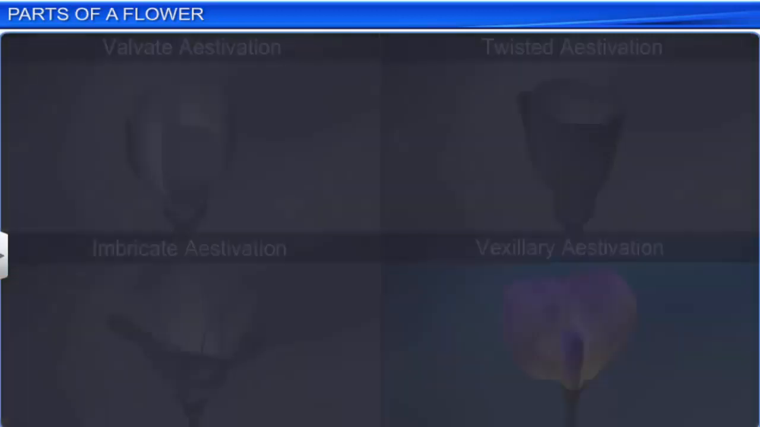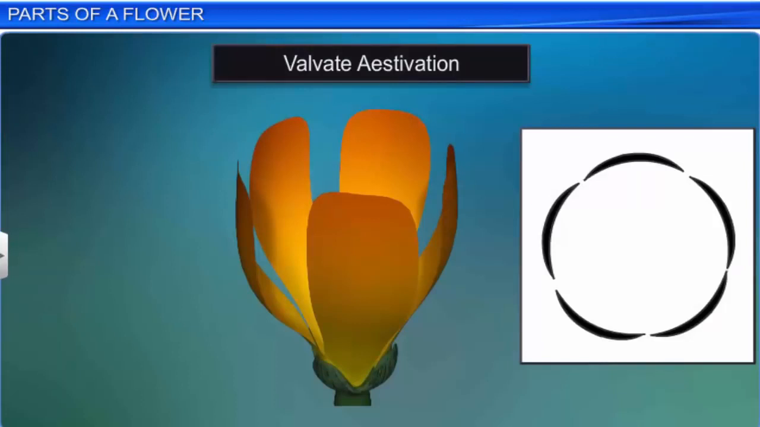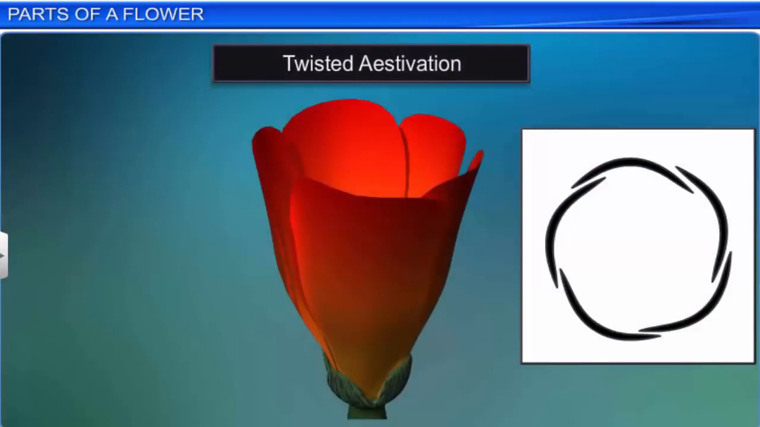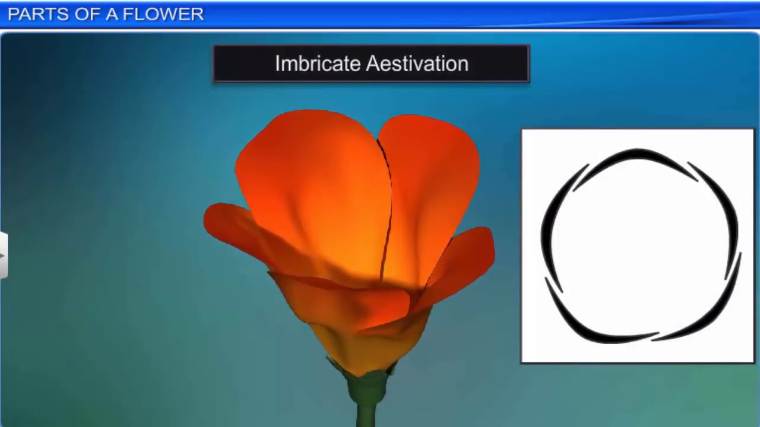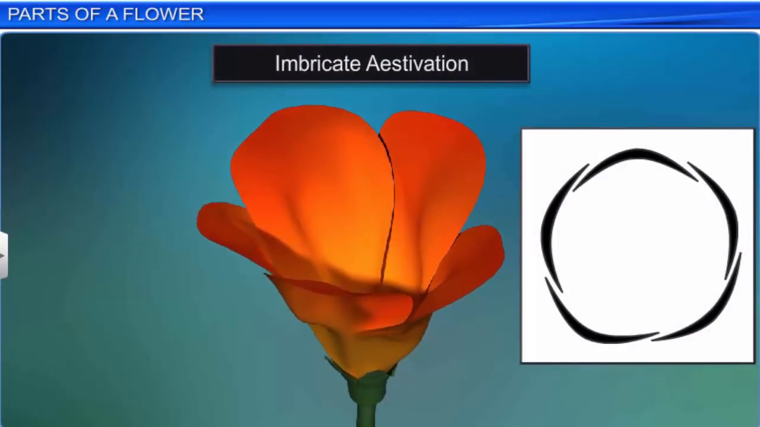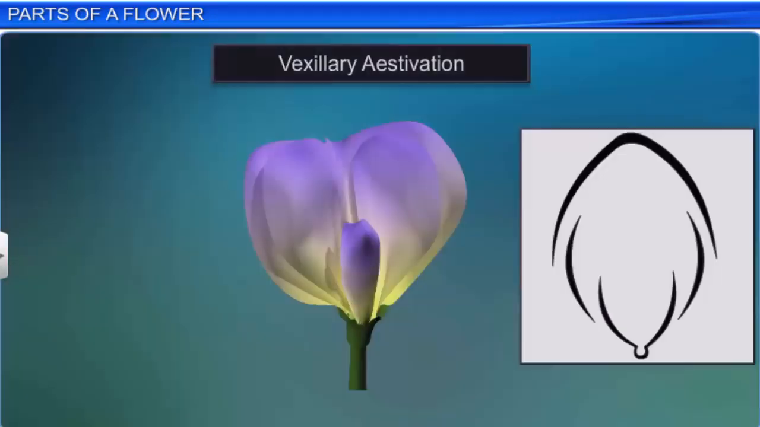In valvate aestivation, the sepals or petals within a whorl touch each other at the margin with no overlapping, while in twisted aestivation, one sepal or petal overlaps that of the next one, and so on. In imbricate aestivation, the margins of the sepals or petals overlap one another, but in no particular direction. And finally, in vexillary aestivation, each sepal or petal covers the sepal or petal that is within it.